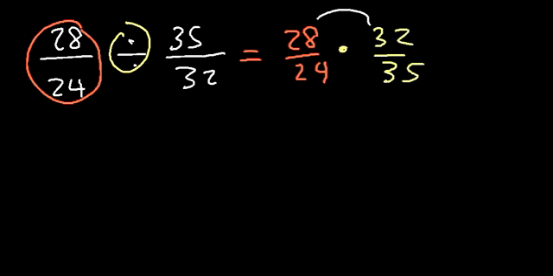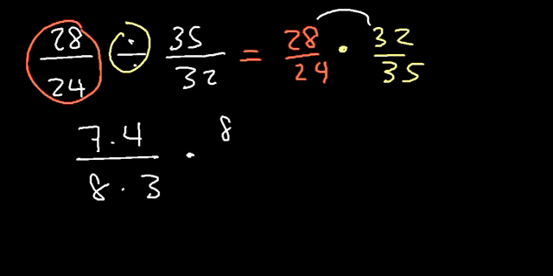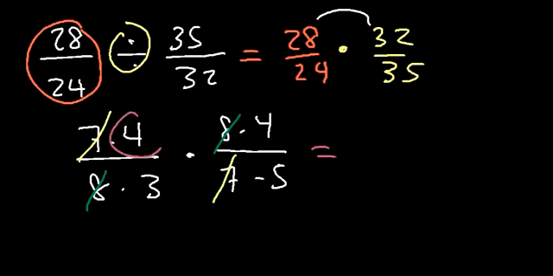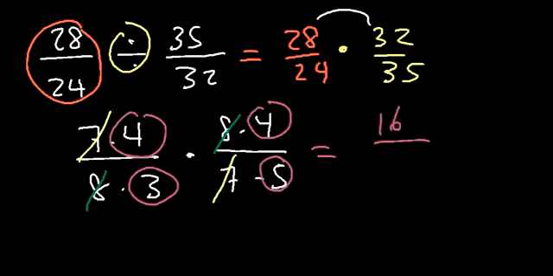And then instead of multiplying 32 by 28, simplify it, or break down these large numbers into small numbers. 28 is 7 times 4, 24 is 8 times 3, 32 is 8 times 4, and 35 is 7 times 5. So we can cancel a 7, we can get rid of an 8, and that's about it. So now we can multiply 4 by 4, which is 16, and 3 and 5, which is 15.